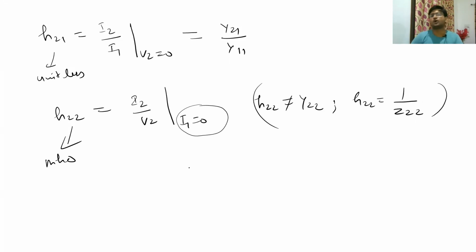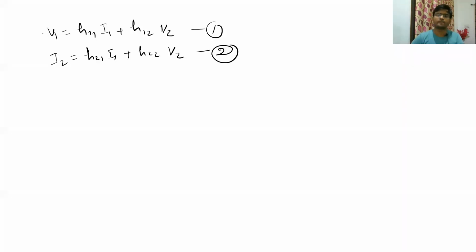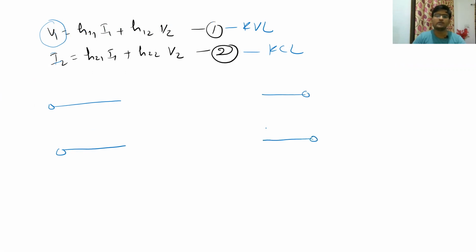So now let us draw the equivalent circuit for this hybrid parameter. Before doing that, we will quickly write the equations. As you can clearly see, since this is a voltage equation, this is KVL, and V1 is on the input side. The input side we are going to make using the KVL equation, and I2 is on the output side. The output side we are going to make using the KCL equation. So let us draw the input side first, and before that let us draw these terminals first.